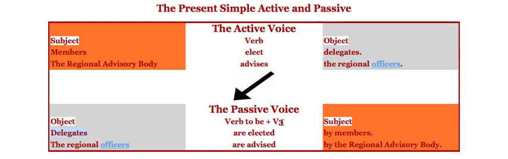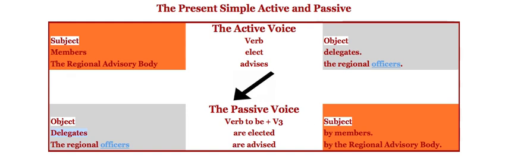Regular verbs have the same form of the verb in verb 2 and verb 3. So, elect, elected, elected. Advise, advised, advised. Irregular verbs, though, have different forms. For example, sing, sang, sung. Eat, ate, eaten. And drink, drank, drunk. We'll look at these forms later on in the course.